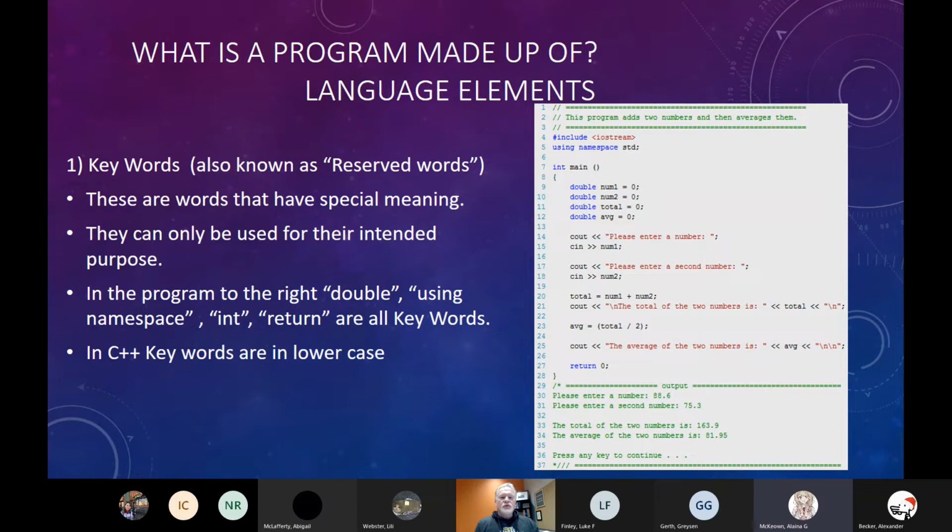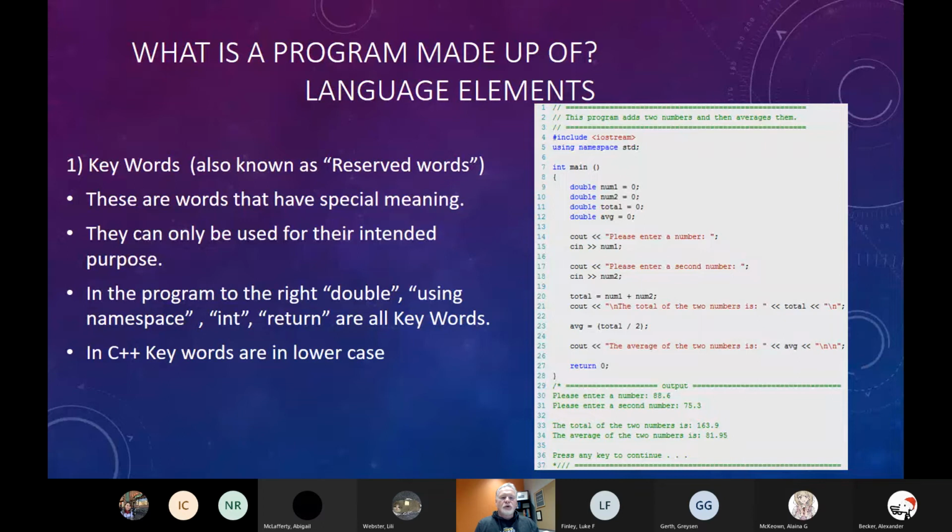So keywords are also known as reserved words. They're just like it says, they're reserved. They have special meaning. They can only be used for an intended purpose. If you look over here in blue, they're always colored. You see the word double? That means that this is going to be a number, and it's going to be a long number. That means this place in memory is going to be a number, and it's going to be a long one.